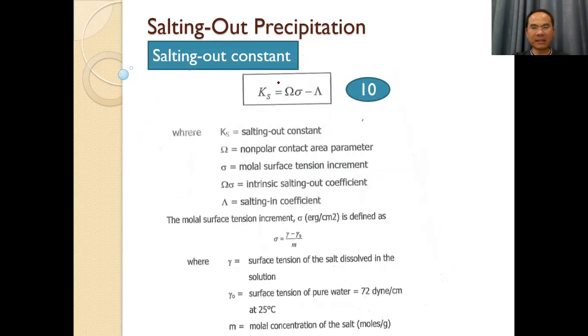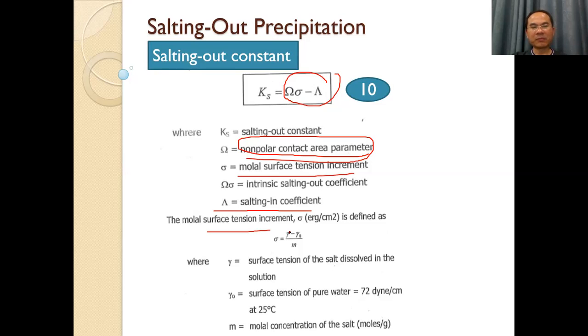And the salting out constant Ks can be expressed in terms of sigma, omega, and delta. This is the non-polar contact area, and this is the molar surface tension. We can use this to calculate the salting coefficient, and sigma is the surface tension. Surface tension can be calculated from the surface tension of salt dissolved in solution minus the surface tension of pure water.